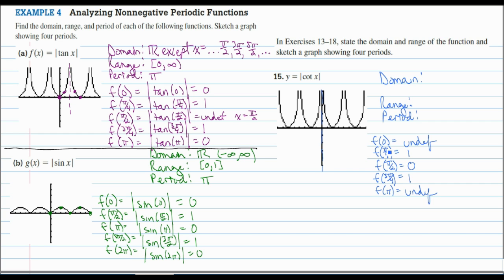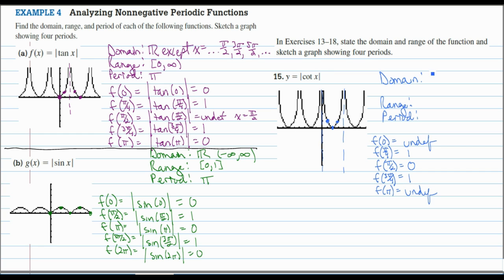There it is. We have f of pi over 4 is going to be 1. F of pi over 2, 0. F of 3 pi over 4, 1. And f of pi, another vertical asymptote.